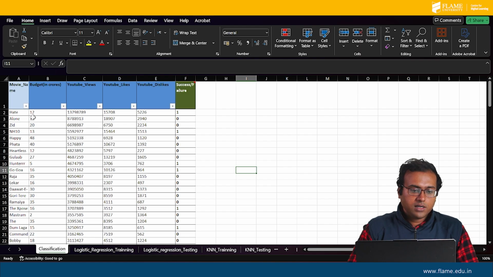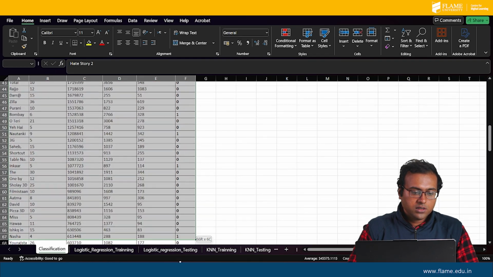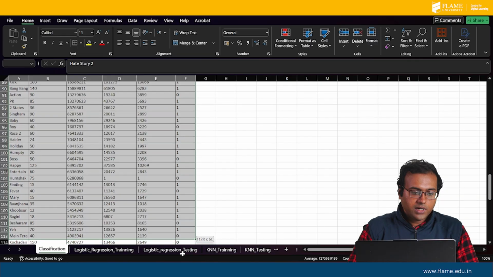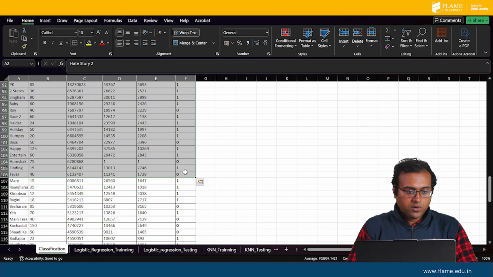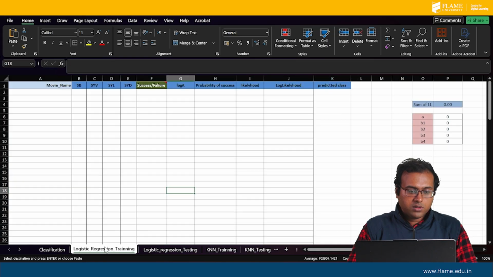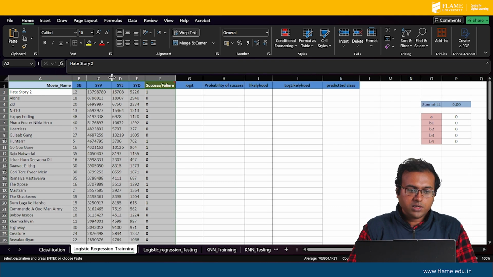Now before that, let me create my training data set. So here we are considering 105 data points for training. So I'm just copying these values. Before that, if you check, these values are all numerical values.